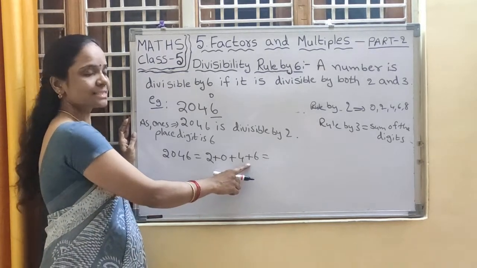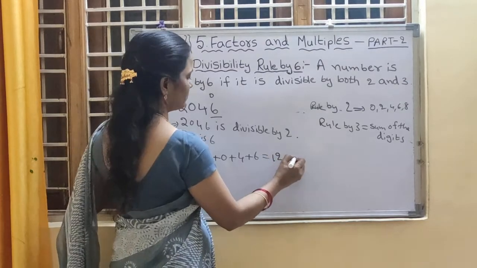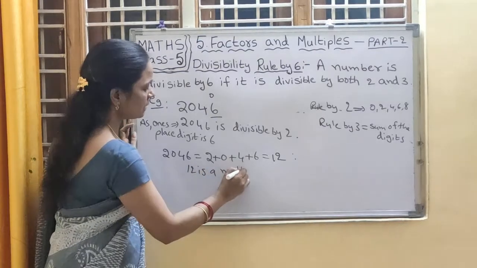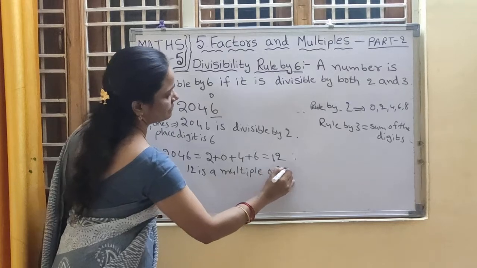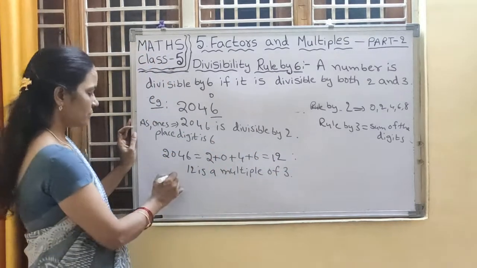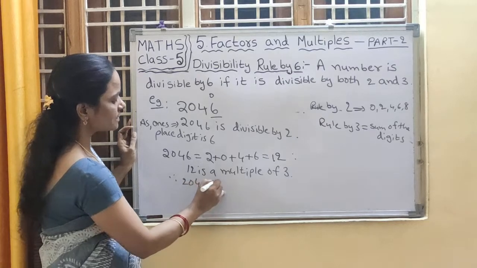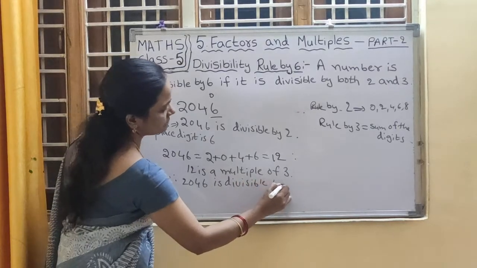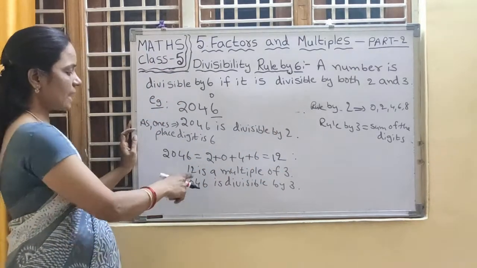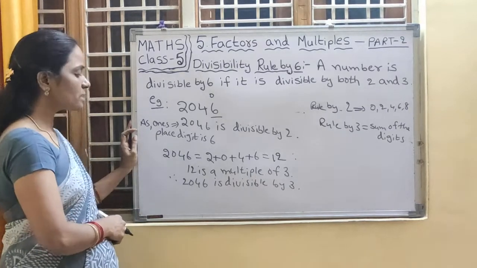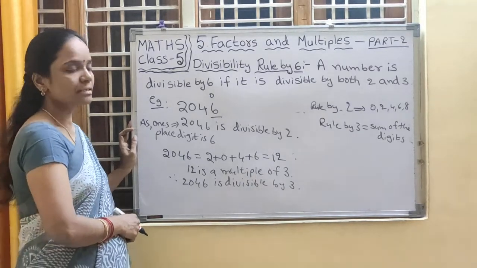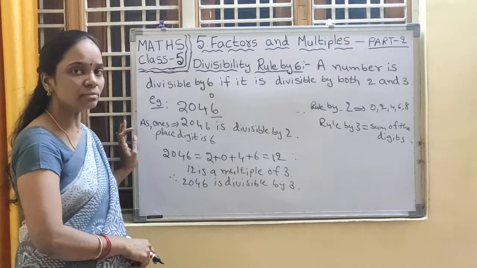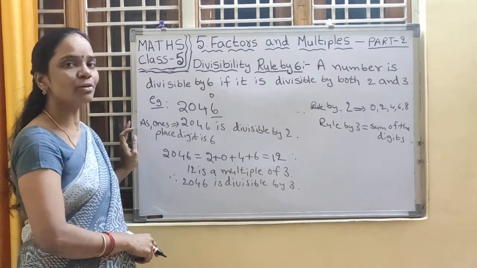6 plus 6 is 12. And we know that 12 is a multiple of 3. Therefore, 2046 is divisible by 3 also. As 12 is a multiple of 3, 2046 is divisible by 3. So here 2046 is divisible by both the numbers 2 and 3. So finally we can say that 2046 is completely divisible by 6.